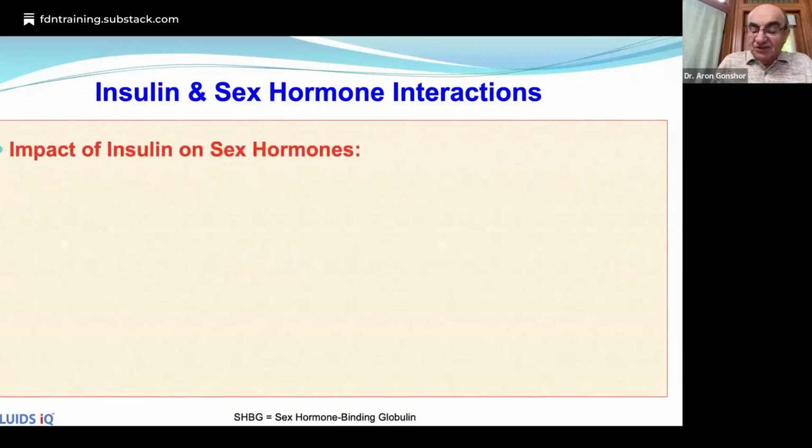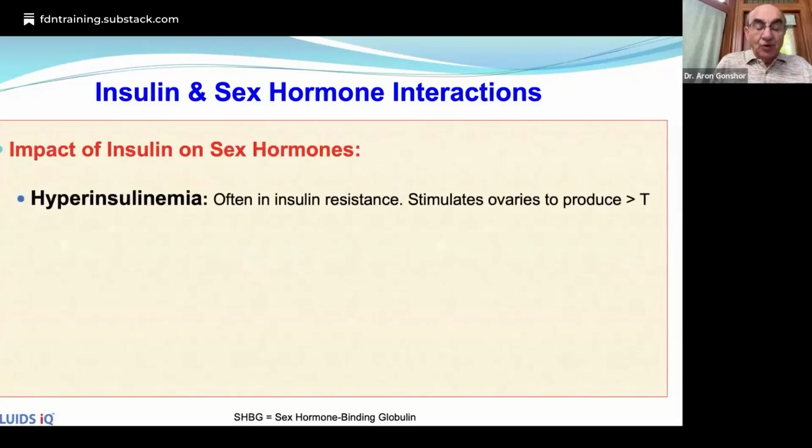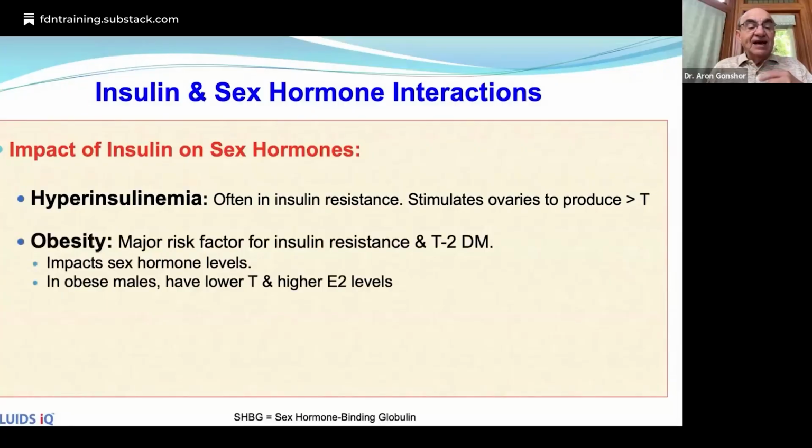In the case of insulin and the sex hormones, there is an interaction. What is the impact of insulin on sex hormones? Well, one of the things is hyperinsulinemia, meaning a large amount of insulin in the blood, often seen in insulin resistance, that stimulates the ovaries to produce greater amounts of testosterone. And with obesity, it's a major risk factor for insulin resistance and type 2 diabetes. It impacts the sex hormone levels.